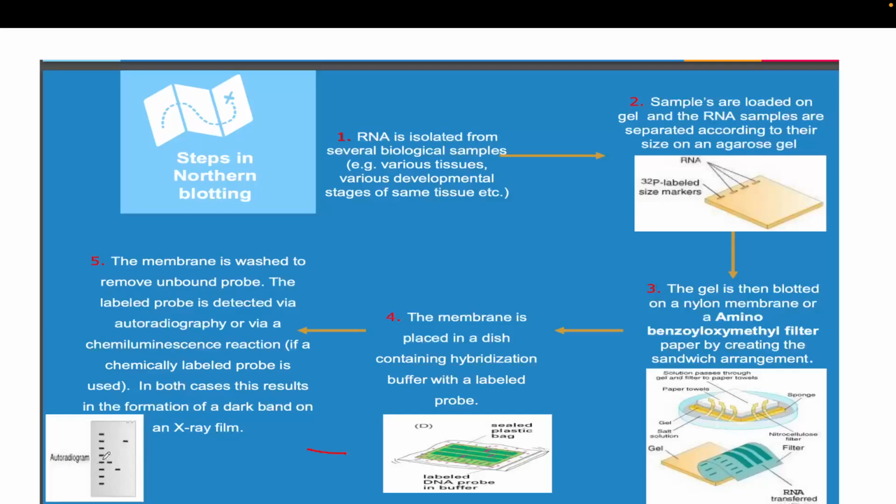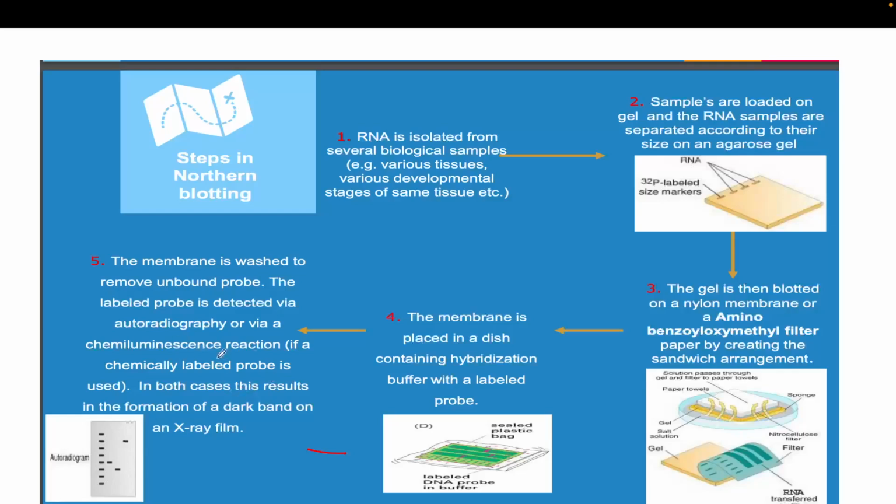If it is labeled with a radioactive molecule, it is called autoradiography. If it is labeled with a chemiluminescence reaction, it is detected with a chemiluminescence machine. In both cases you can observe the band, but autoradiography is much more sensitive compared to chemiluminescence. So this is the Northern blotting.